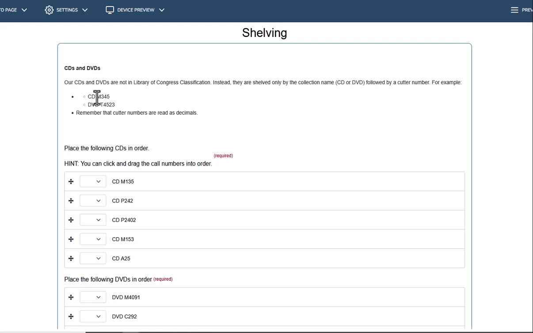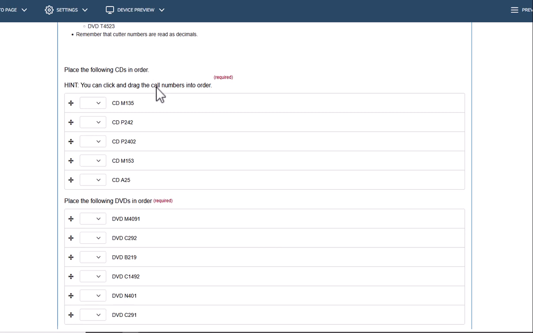But what does matter is that this is a decimal number. So this actually should be read as CD.M345. And that means that this is going to go before CDM35 and after CDM32 and 34. It's going to go after CDM34 as well. And then DVDs, it's the exact same formatting, it just says DVD on the front. So we're going to drag these CDs into order.